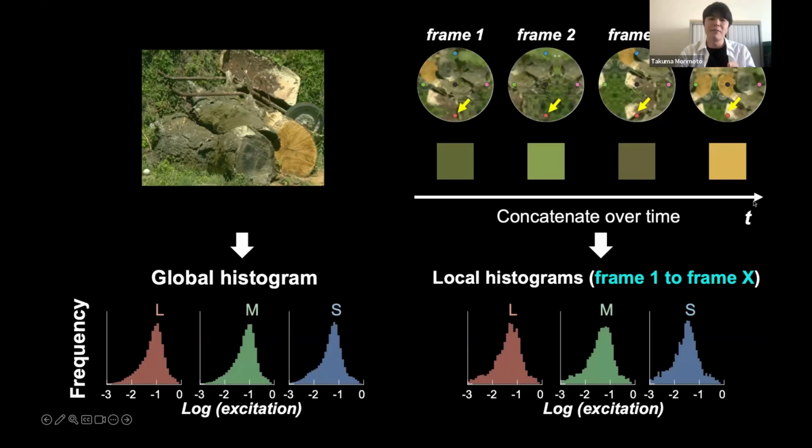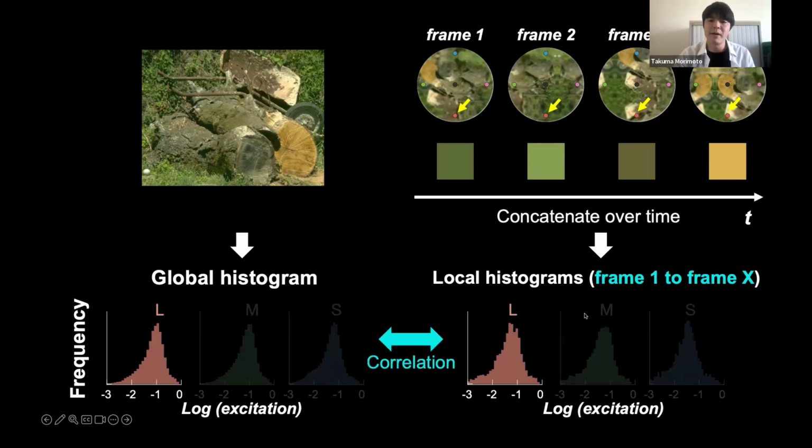So in this example, this is just a sampling of colors from frame 1 to frame 4, but we can do this using a different number of frames, frame 1 to frame 1000 for example, and so on. And of course, at the beginning of measurement, cones don't see many different colors. So these local histograms might look very different from this global histogram. But as we sample more information over time, they will look more and more similar, hopefully.